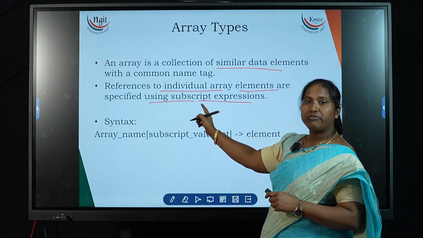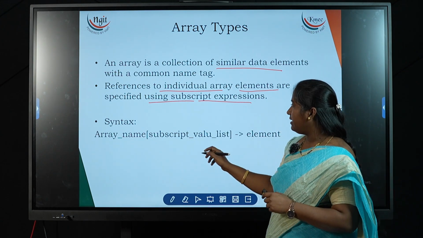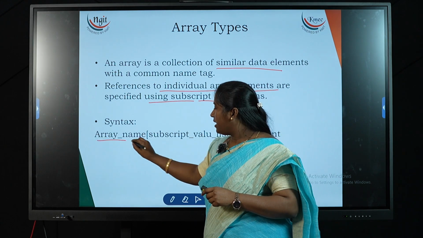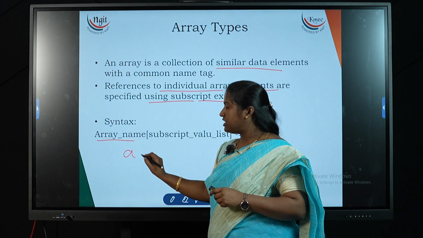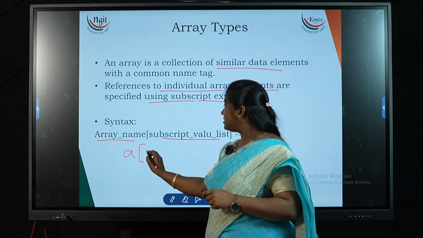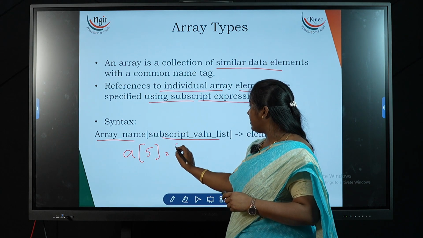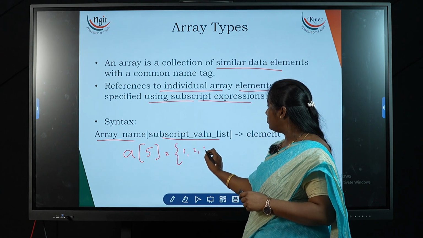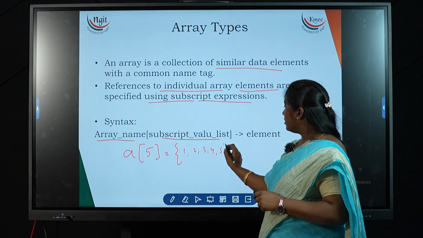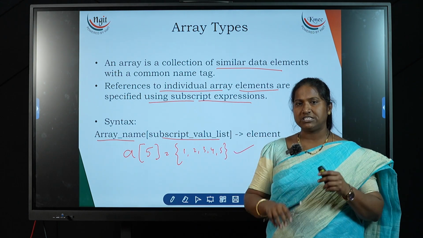And this is where one difference you will find. So, when I say, let's see, array name I am just initializing with A. Subscript value list I am just giving here 5. And the elements I am just giving some elements, something like 1, 2, 3, 4, 5. So this is what we know from the base programming languages which we already studied.